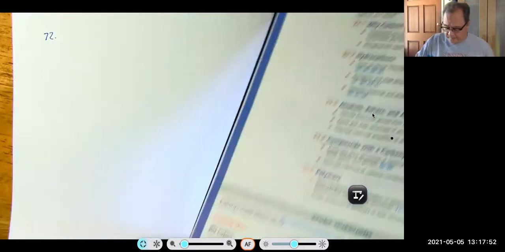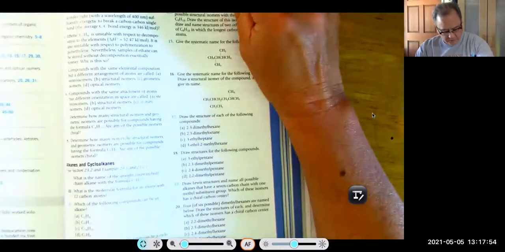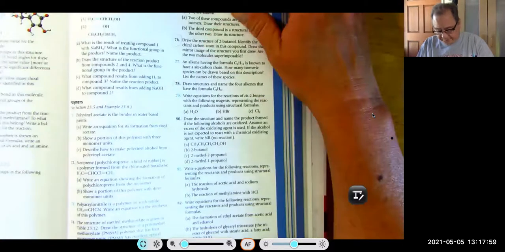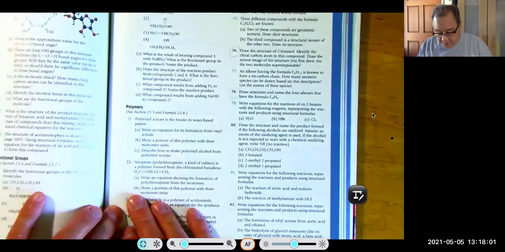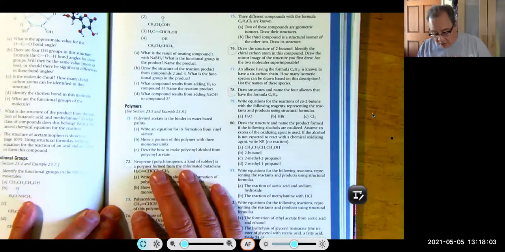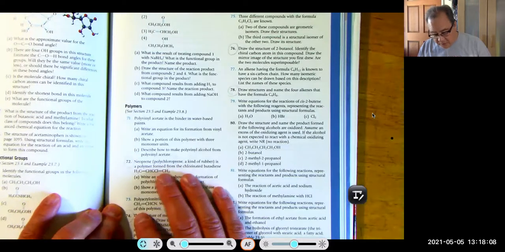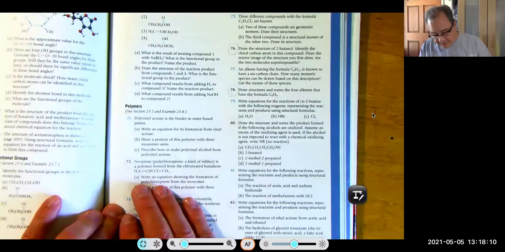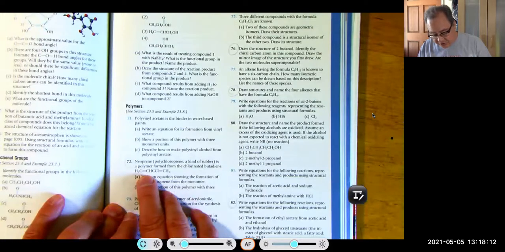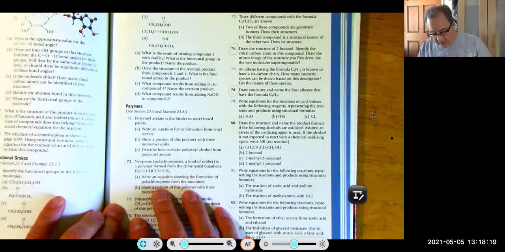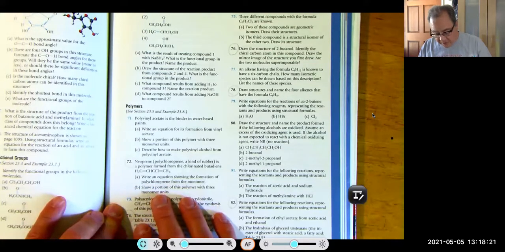Okay, for number 72, which reads as follows. Neoprene, polychloropropene, a kind of rubber, is a polymer formed from the chlorinated butadiene CH2, CH, CH2. Write an equation showing the formation of polychloropropene from the monomer and show a portion of this monomer with 3 monomer units.